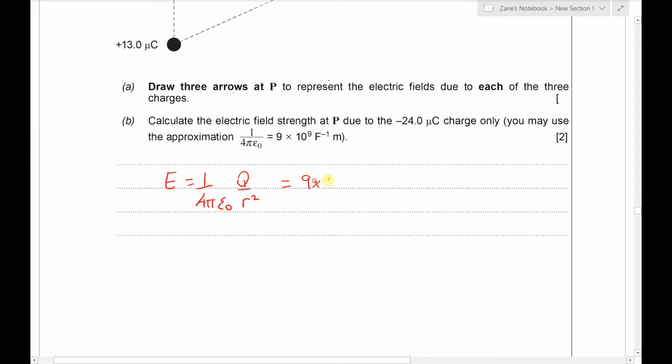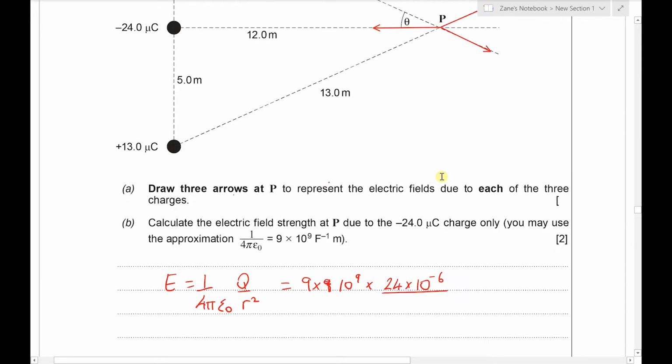So we've got 9 times 10 to the 9 multiplied by the charge, which is minus 24 microcoulombs, but we're going to ignore the minus sign simply because we've covered its negativity by the direction of the arrow, over R squared, and if we return to the diagram we can see that it is 12 meters away from P. So if we put those numbers into a calculator we get a nice round answer of 1500 and a unit of newtons per coulomb or volts per meter. Never forget the units on these questions.